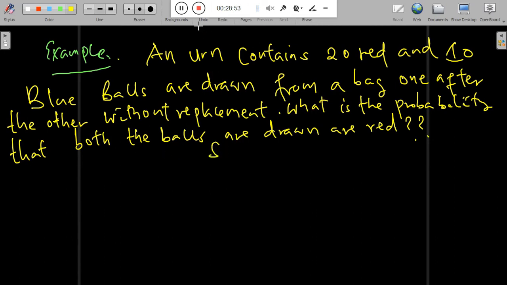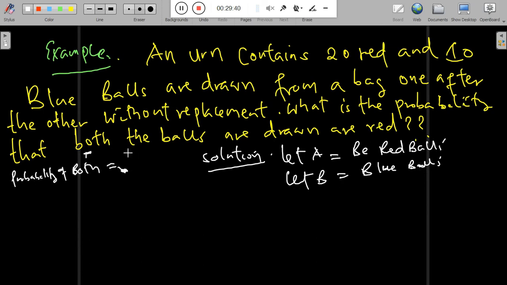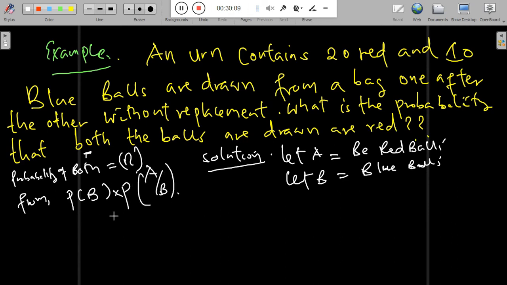Now from this example, our urn contains 20 red and 10 blue balls, and they are drawn from the bag one after another without replacement. What is the probability that both balls are drawn? Solution. Let A be the red ball and let B be the blue ball. So we want to find the probability that both balls are drawn. Remember, this urn contains 20 red and 10 blue balls, so the total number of balls is 20 plus 10, which is equal to 30.